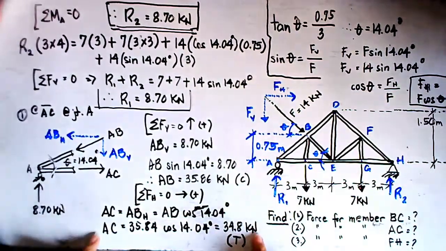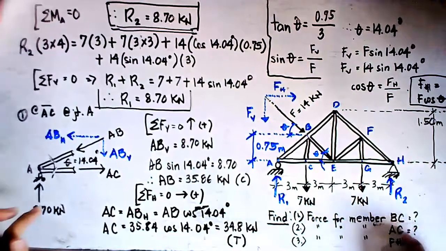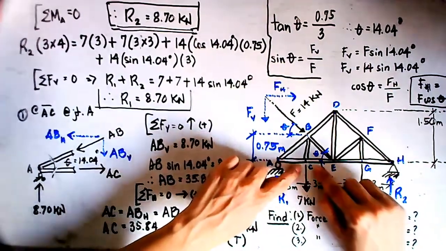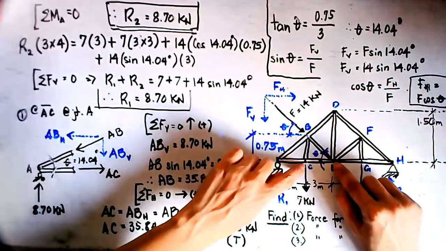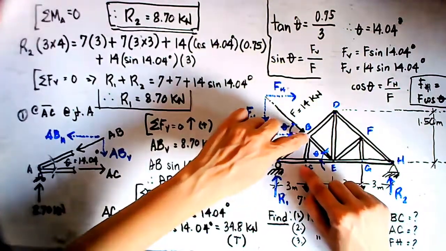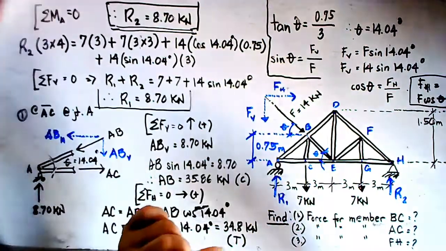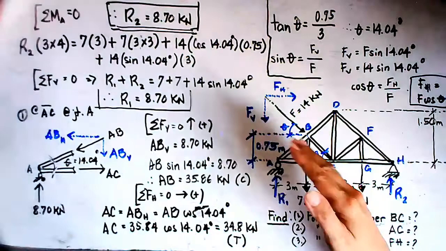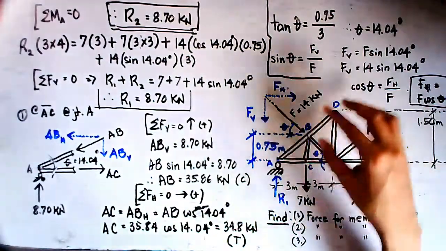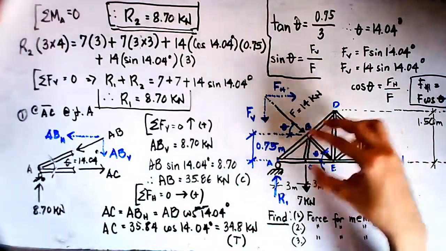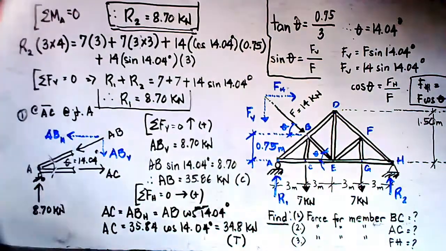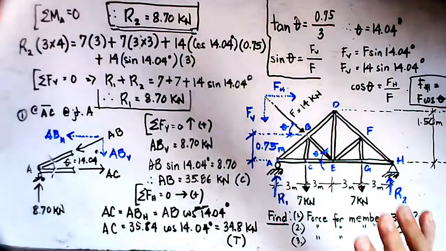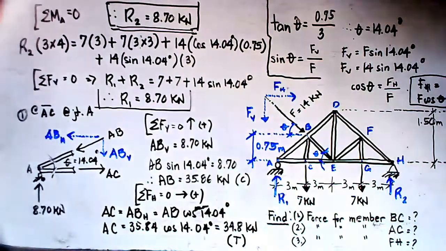So we started with member AC. You can move on to joint C. At joint C, you will be able to determine the member CE force and then the member BC force. Once you have this, you can proceed into the other joints so that you will be able to determine the forces in all of the members of the truss. So this is how you analyze a truss using the joint method.